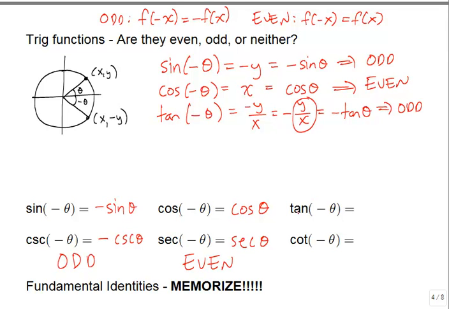And then finally, for tangent of negative theta, again we were able to pull that negative out front of the tangent. So its reciprocal would act the same way, giving negative cotangent of theta, and that's the definition of them being odd. So every trig function is odd except cosine and secant.